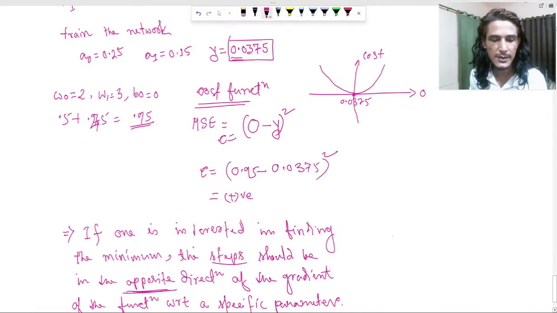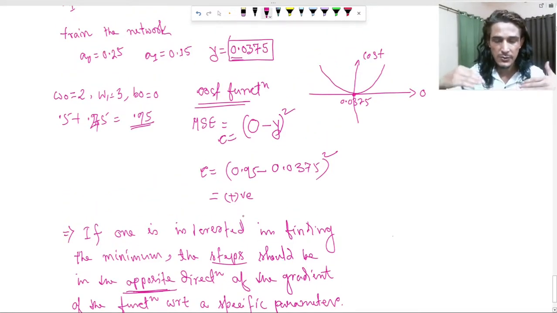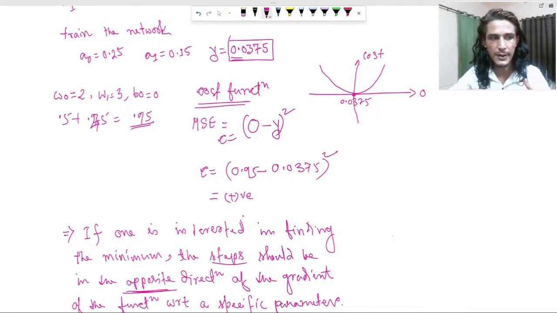In that case, the steps should be in the opposite direction of the gradient of the function with respect to a specific parameter. Here it might not be an accurate definition, but the point I want to make is, when I say steps, it means gradient descent allows us to reach the minimum or the optimum of a function by taking small steps.